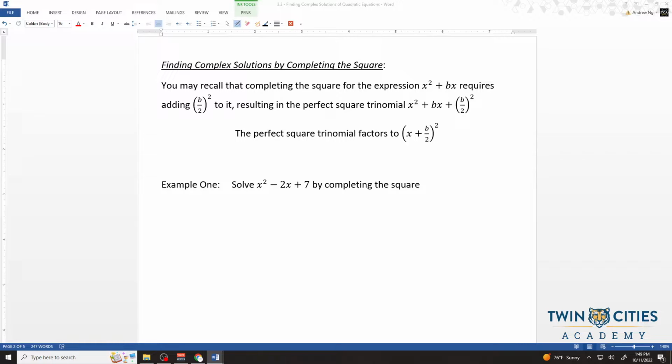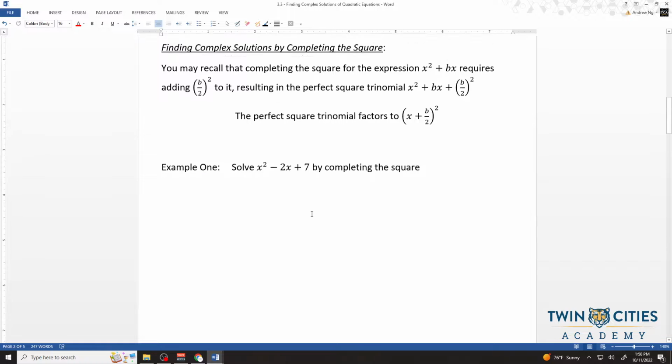Now, we've done this before, in earlier sections, earlier math classes, perhaps even two. You may recall that completing the square for the expression x squared plus bx requires adding b over 2 squared to it, resulting in the perfect square trinomial x squared plus bx plus b over 2 squared. The reason that we do this is because the perfect square trinomial that you create here factors to the quantity x plus b over 2 squared. So here's an example. Let's solve x squared minus 2x plus 7 by completing the square.